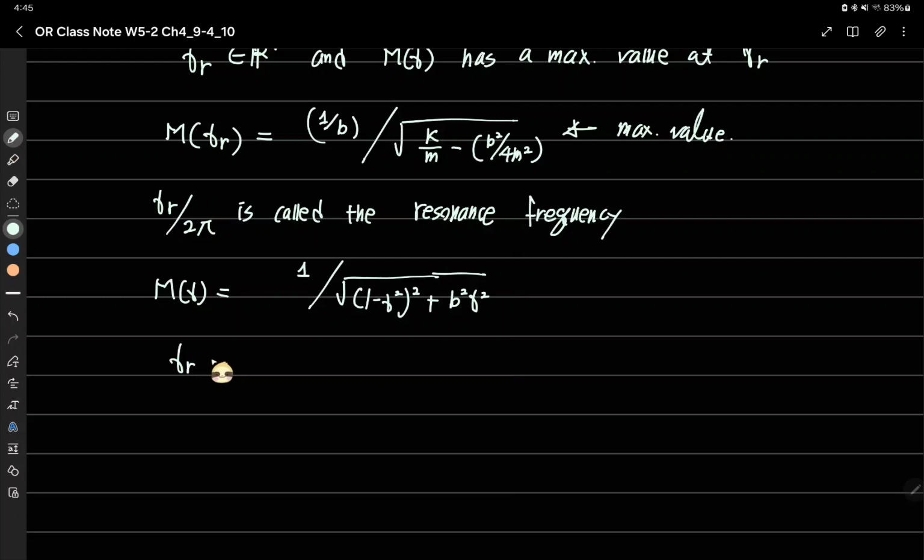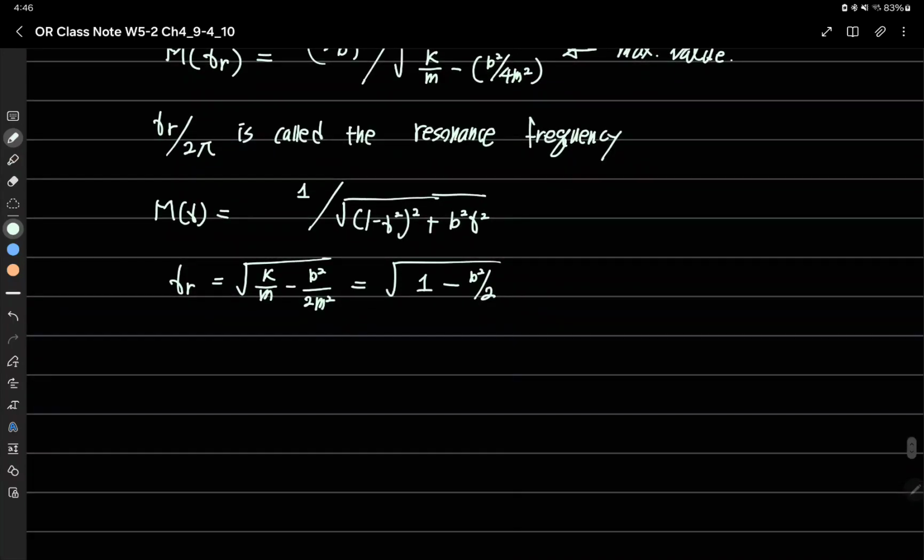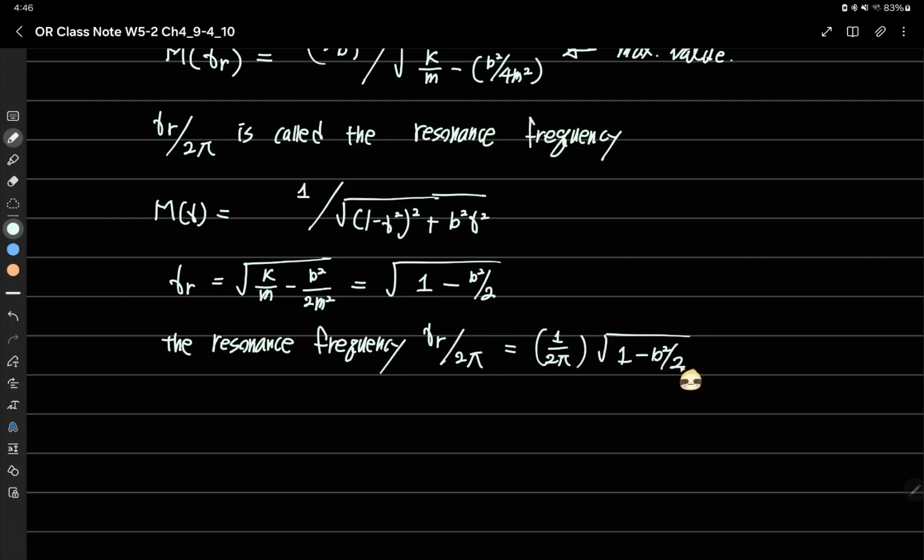And gamma sub r is going to be the square root of k over m minus b squared over 2m squared, right? This is equal to the square root of 1 minus b squared over 2, because when k and m are 1, it turns out to be 1 minus b squared over 2. So the resonant frequency, gamma sub r over 2 pi, is going to be 1 over 2 pi times the square root of 1 minus b squared over 2, right?